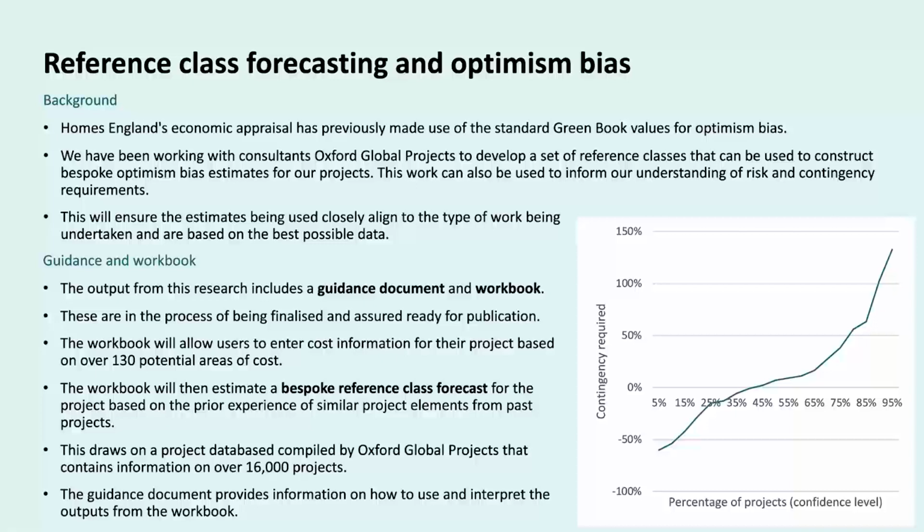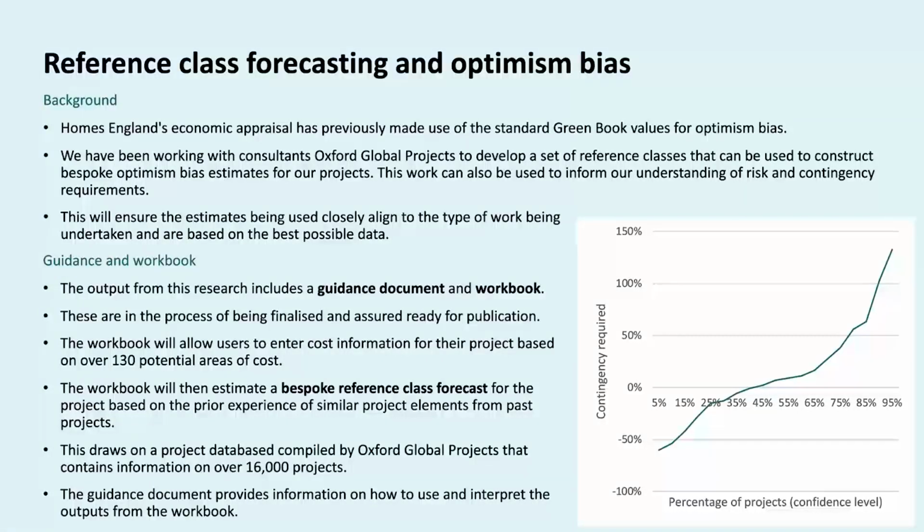Next slide, please. So the next slide is a piece of work we've been doing to look at reference class forecasting and optimism bias. So if you're aware of optimism bias and the use of that within economic appraisal, you're probably familiar with the values that are in the HM Treasury Green Book. So we've been using those in Homes England for quite some time, as many do, but we feel that we could improve on that evidence, and so have been undertaking a project to try and improve on that and make use of a better range of evidence.